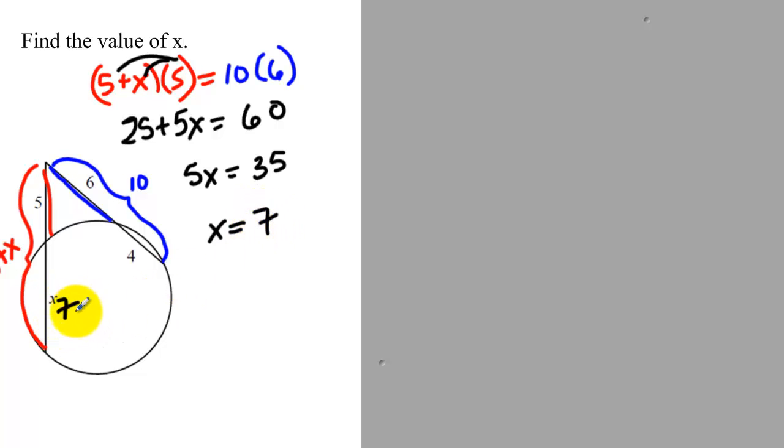So let's check that. This is 7. This one's going to be 7 plus 5, or 12. So does 12 times 5 equal 6 times 10? Sure enough. 12 times 5 is the same thing as 60. It's 6 times 10. So that checks. All right, so x is 7.